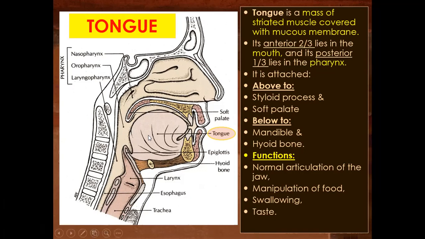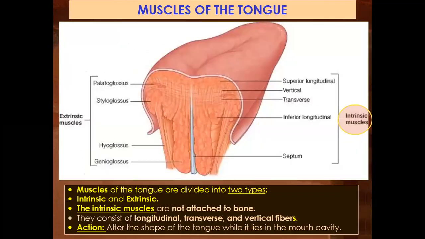The tongue is also very important for taste, because the tongue has a lot of taste buds, which we'll study in the histology. The different types of taste buds will be present within the tongue, and the tongue is also very important in speech. So these are some of the important functions of the tongue: one is the articulation of the jaw, then the manipulation of the food, swallowing, taste, as well as speech. So this is the structure of the tongue.